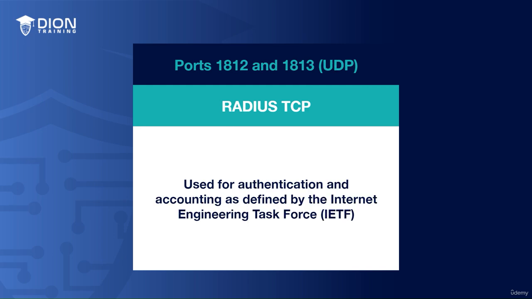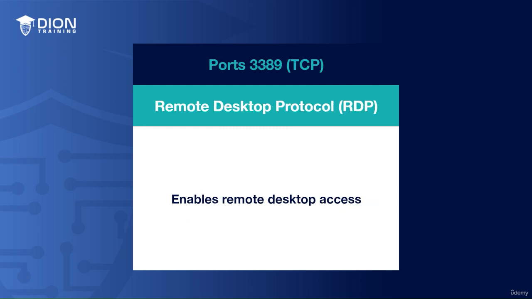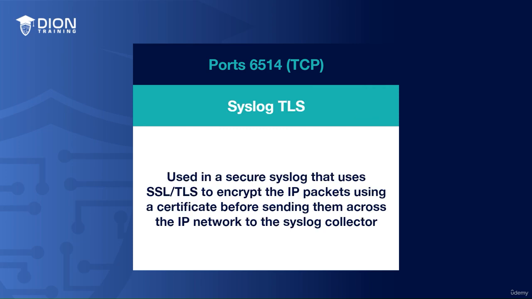Next, we have ports 1812 and 1813, which are going to be used for Radius when it uses a UDP session. Now, Radius, again, is going to function over ports 1812 and 1813 using UDP if we want to use UDP instead of TCP. Next, we have port 3389. Port 3389 is used by RDP, or the Remote Desktop Protocol, and it enables remote desktop access and operates over port 3389 using a TCP connection. And finally, we have port 6514, and port 6514 is going to be used for syslog TLS, which is a secure and encrypted version of syslog that operates over port 6514 using a TCP connection.